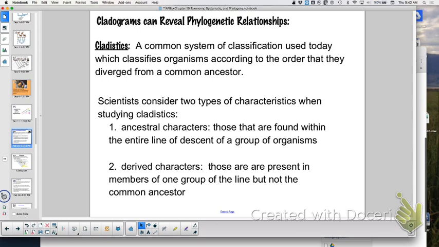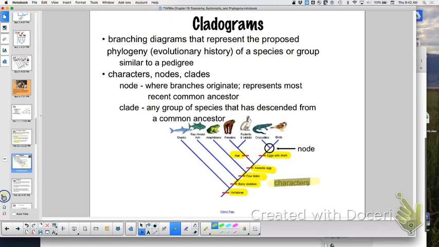Somebody's going to take the top, somebody's going to take the bottom. Go ahead. This should be review for you. Ancestral characters are those found within the entire line of descent, present in members of one group, but the line is not a common ancestor. Okay? Whoever just explained this, other bio buddy, you're up. Go ahead with your cladogram.